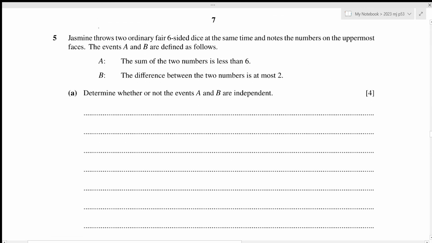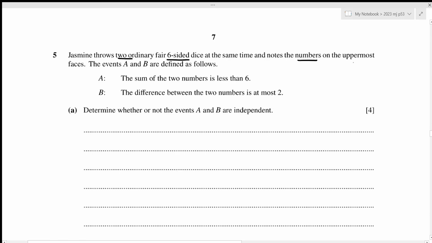Now for the fifth question, Jasmine throws two ordinary fair six-sided dice at the same time and notes the numbers on the uppermost faces. The events A and B are defined as follows. So event A is the sum of the two numbers is less than 6. Okay, then event B is the difference between the two numbers is at most 2. Now we need to determine whether or not the events A and B are independent.